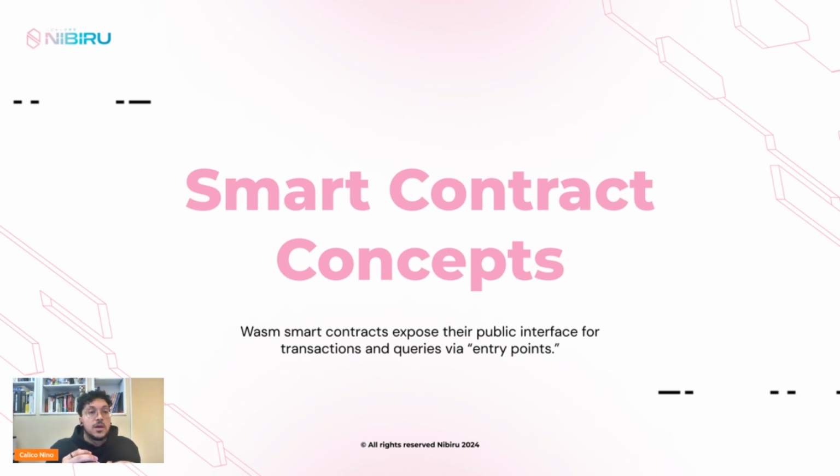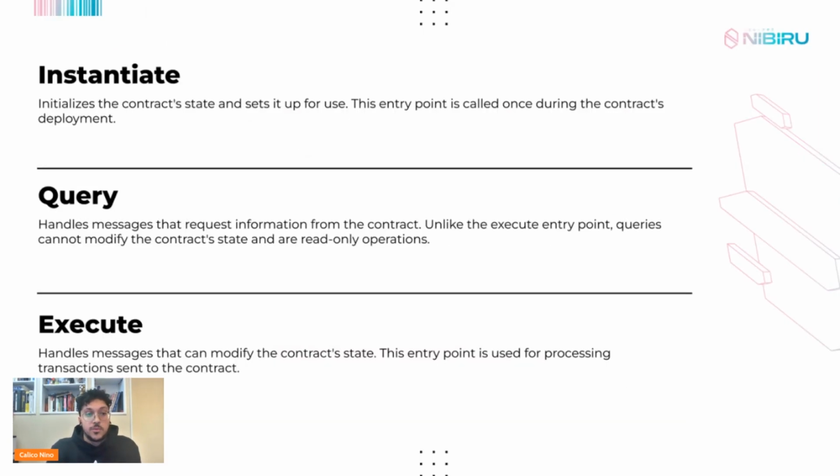Now let's go over some core concepts for smart contracts on WASM. The main three entry points are instantiation, query, and execution. Instantiation is the entry point that is called when a smart contract is first deployed. After the smart contract is stored onto a chain, it needs to be instantiated, which initializes the contract state so it can perform any necessary steps. For example, it can set up initial variables, define initial permissions, or initial state values, which we will see at the end of the demo.